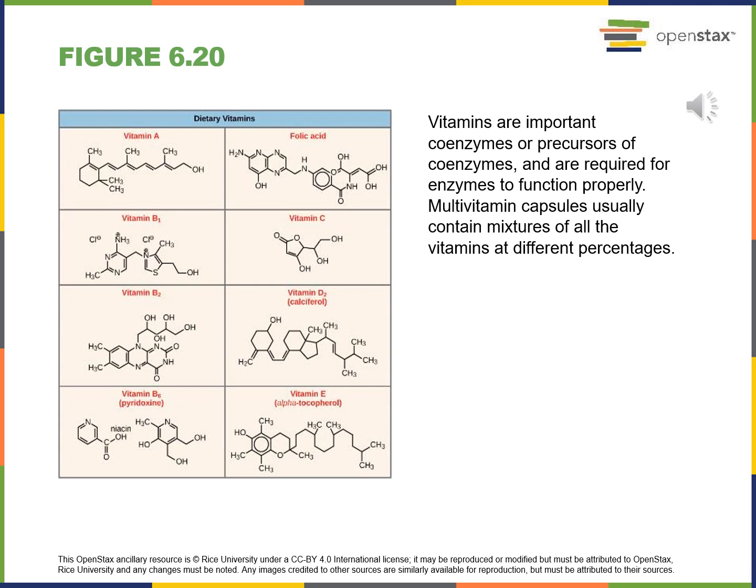Therefore, enzyme function is, in part, regulated by an abundance of various cofactors and coenzymes, which the diets of most organisms supply. Figure 6.20. Vitamins are important coenzymes or precursors of coenzymes, and are required for enzymes to function properly. Multivitamin capsules usually contain mixtures of all the vitamins at different percentages.